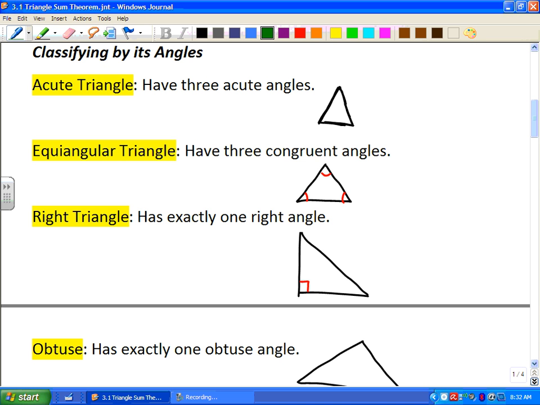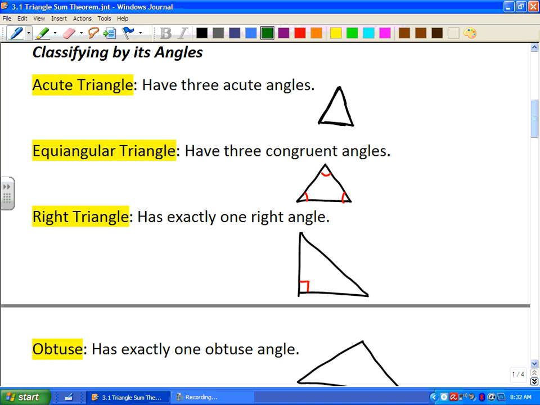So you have the same triangle. You have sides and you have angles. You can classify it by its sides. The same triangle, you can classify it differently by its angles. All right. The first being an acute triangle. All 3 angles are less than 90 degrees. All right. 3 acute angles. If you have a 90-degree angle, it's not an acute triangle. Remember, acute angle is less than 90. Okay, not equal to 90.